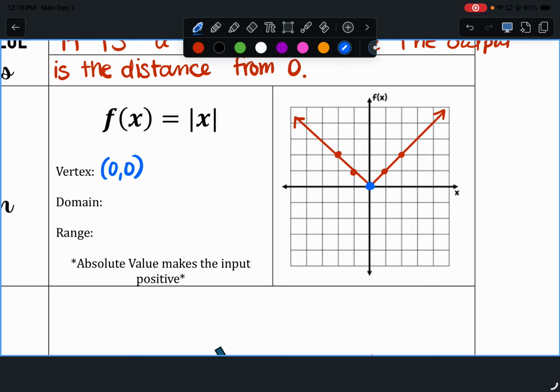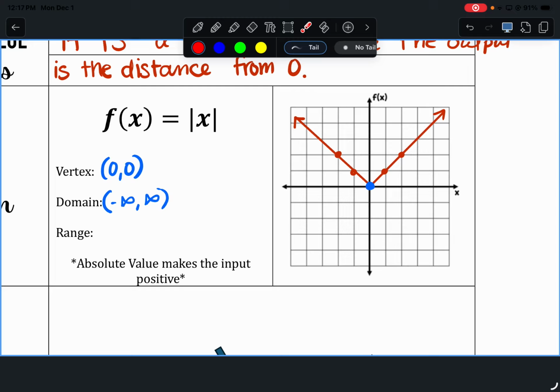Okay? So, now, domain. Does this graph ever stop going to the left? No. Does it ever stop going to the right? No. So, what does that mean for our domain? Infinity. So, it's negative infinity to positive infinity. And that is going to be true for all absolute value functions, regardless of whether they're the parent function or not, because the graph's going to go forever, always.